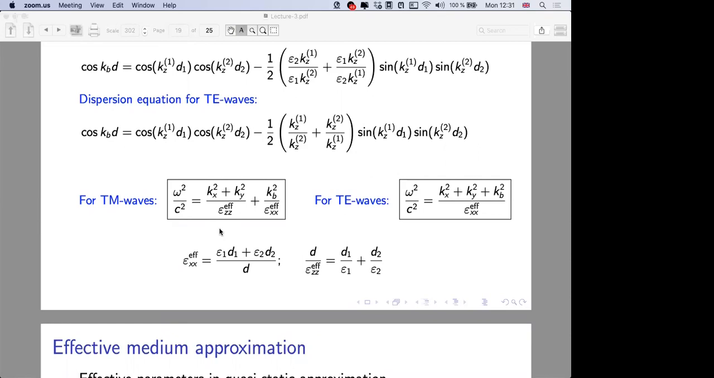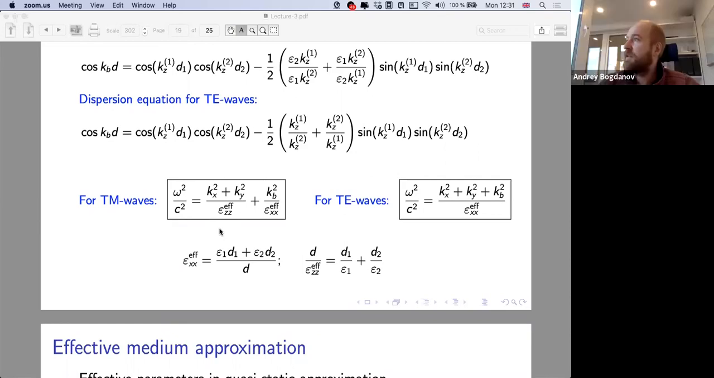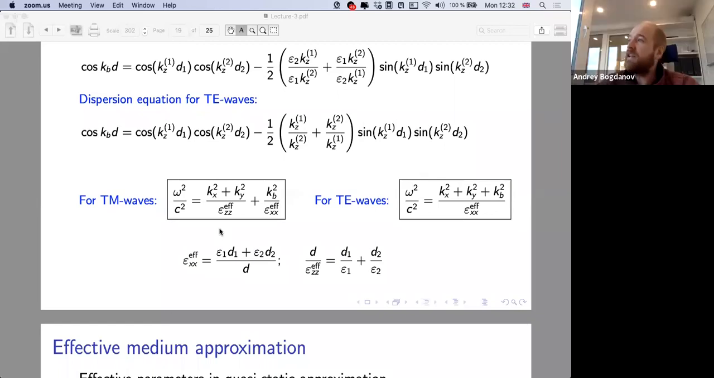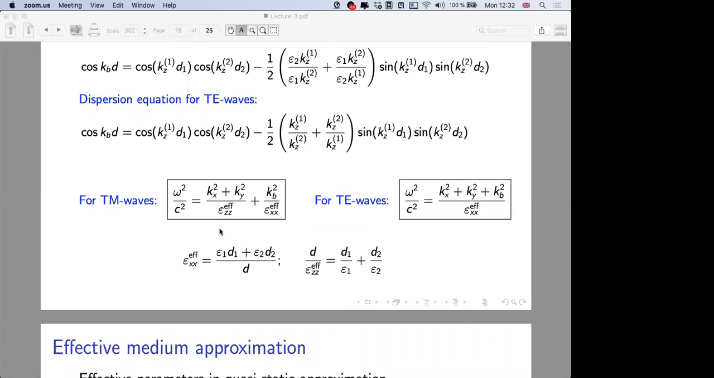Perovskite? No, not the perovskite. Perovskite is a type of crystalline lattice. It's a natural material. There are a lot of perovskites in nature. This is called hyperbolic metamaterial. Have you ever heard about hyperbolic metamaterials? Yes. But why is it called hyperbolic? Because it looks like an equation of a hyperbola.